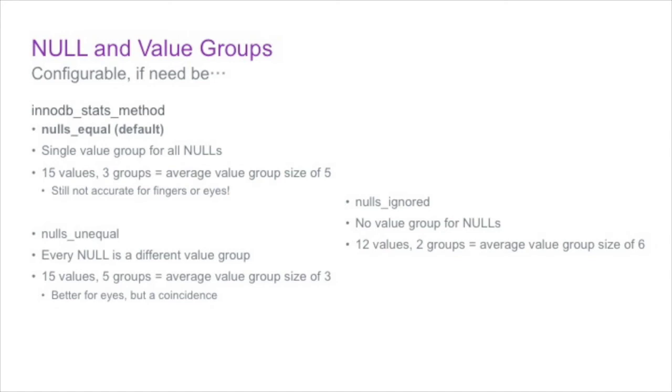I think most people's applications are so complex. I wish it were configurable by table, right? That would make more sense, or by column. Wouldn't that be great? But I'm glad it's not, because that'd be a lot of variables to keep track of per column. There's also something called nulls ignored, in which the nulls are ignored and there is no value group for any of them, and that would be 2 groups, average value group size of 6.